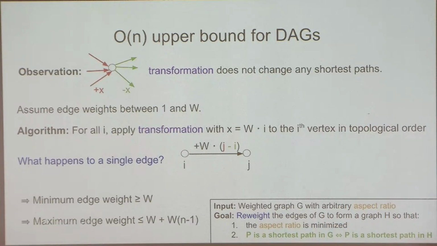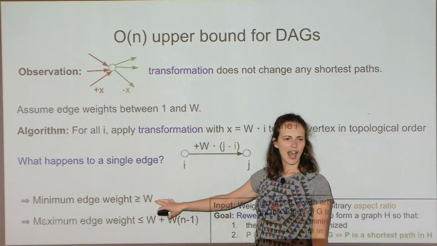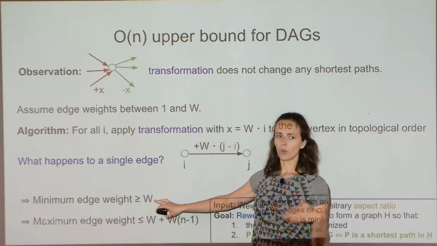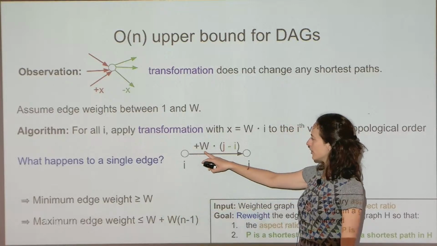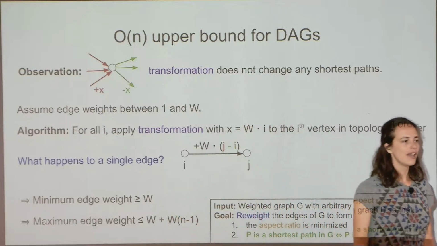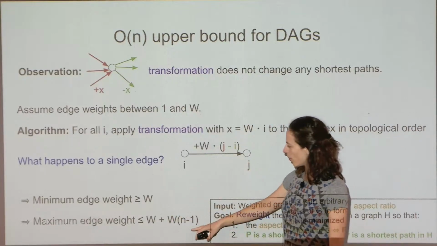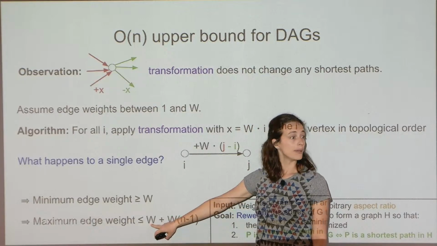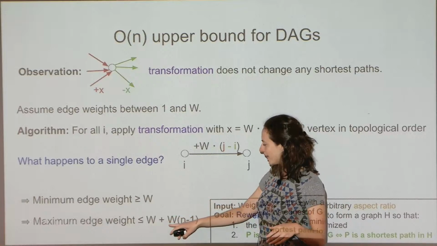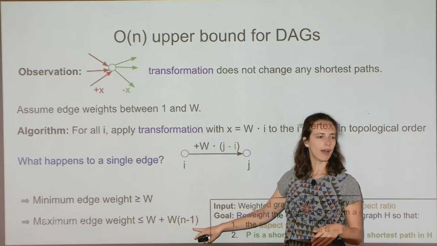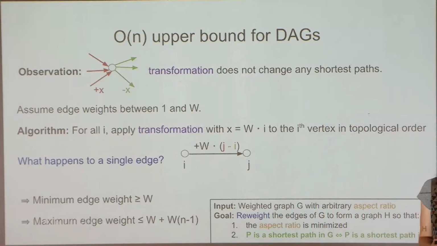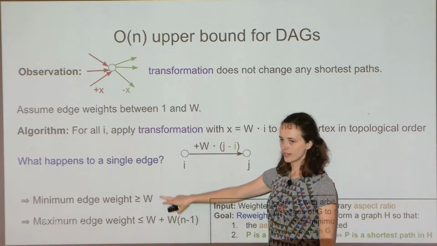Now, what is the minimum edge weight here? It's at least W, because we added at least W to every single edge, since j minus i is at least 1. So the minimum edge weight is at least W. On the other hand, what's the maximum edge weight? I claim that it's at most first W, because the original graph had max weight W, and then we added at most W times (n minus 1) to that one, because j minus i is at most n minus 1. And so now you can see that the ratio between these two things is like n.